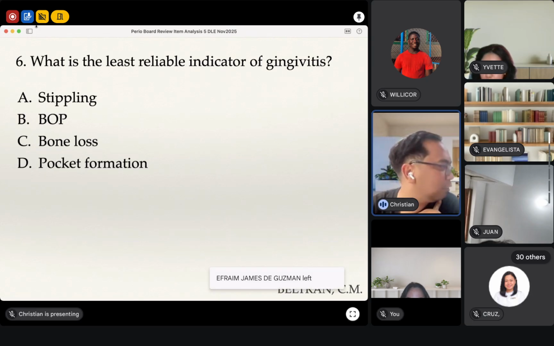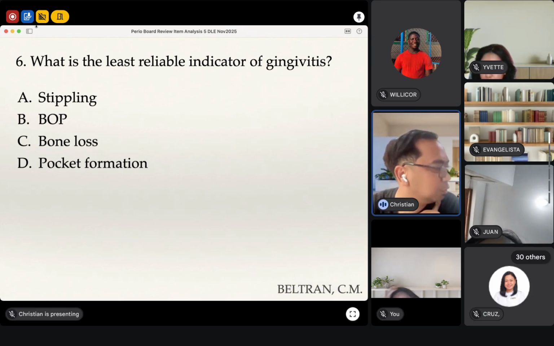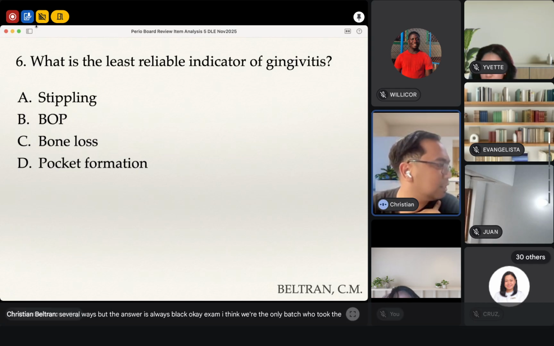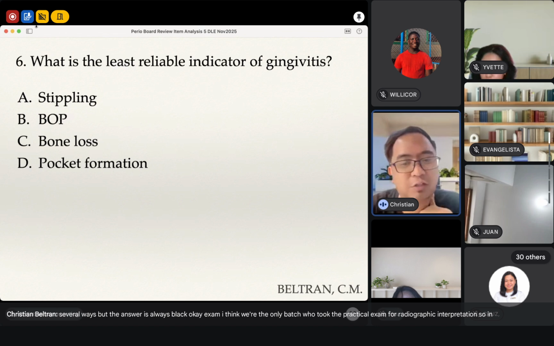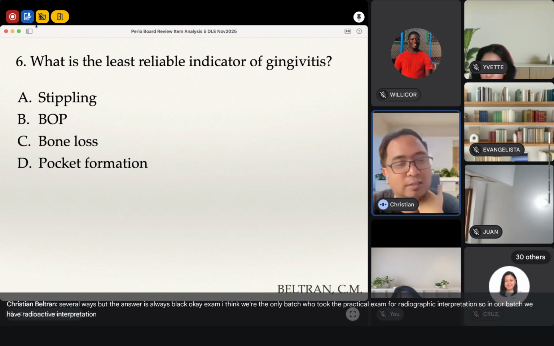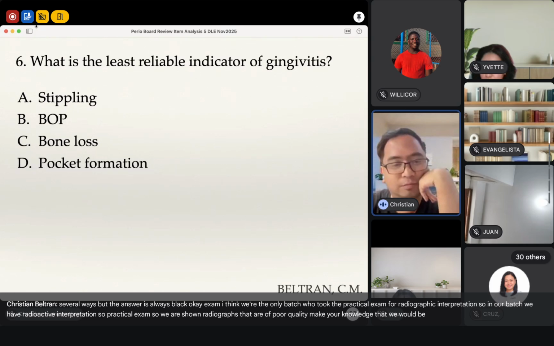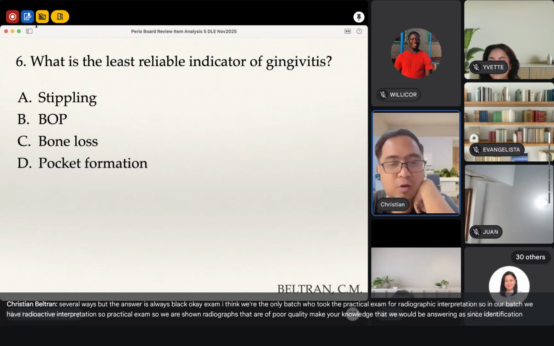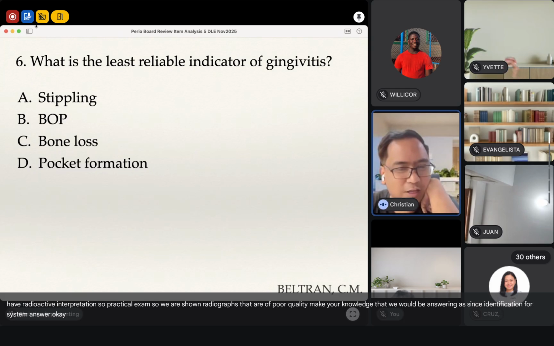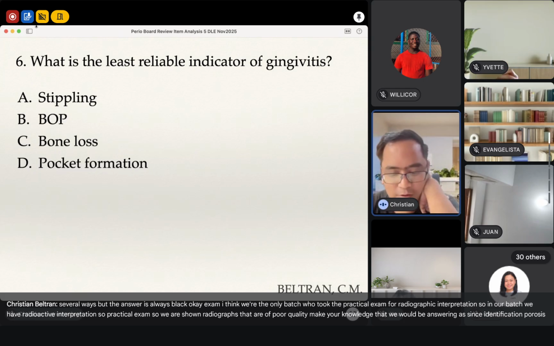Parang nung board exam namin, when I took the board exam, I think we're the only batch who took the practical exam for radiographic interpretation. So in our batch, we have radiographic interpretation, so practical exam. So we are shown radiographs that are of poor quality, picture ng radiograph, poor quality, then we would be answering. As in, identification. Puro cyst yung answer. Okay? Puro cyst lang yung answer dun sa question.